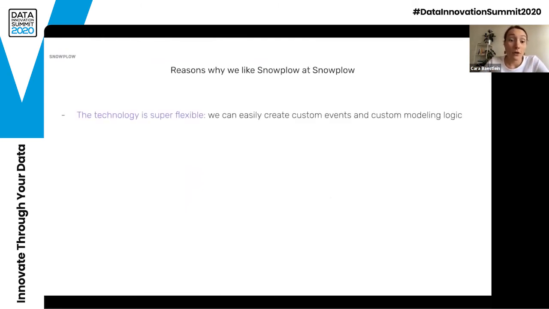The first thing is the technology is super, super flexible. So it's really easy for us to create custom events and custom modeling logic. Snowplow's custom event functionality is a little bit different to other providers. We require schemaing all of these events up front. Again, we've got a super easy UI to do that. That means that the data that comes into the data warehouse is really nicely structured, which then makes it really easy to write models on top of that and pre-aggregate that data in ways that make building dashboards really easy. So that's the first benefit.